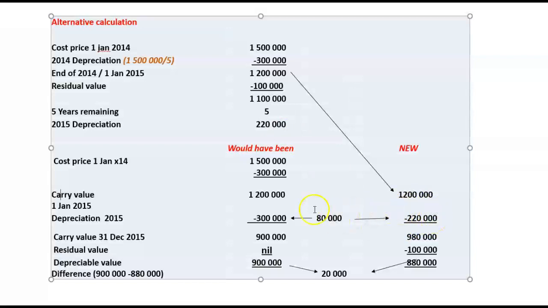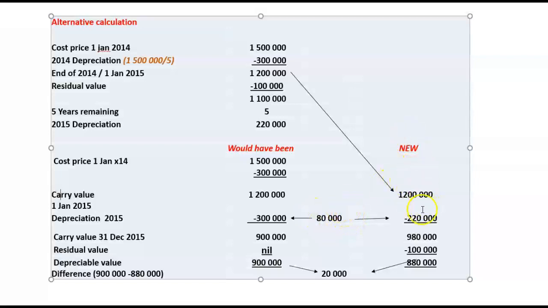What is the impact on the current financial year? If we did continue with the old way, we would have written off depreciation of 300,000. Now we are only going to write off depreciation of 220,000. So obviously, we're going to write off 80,000 Rand less of depreciation now, and that will be a positive impact on our current year's profits.